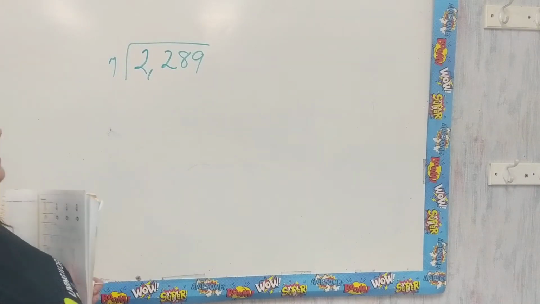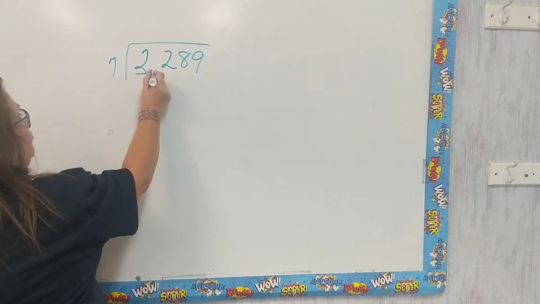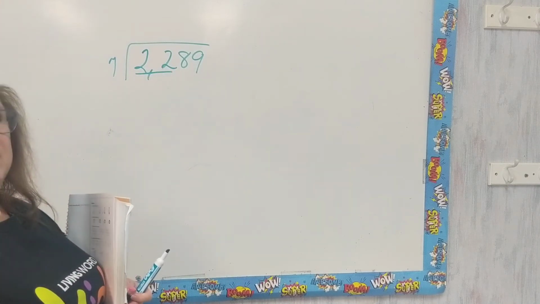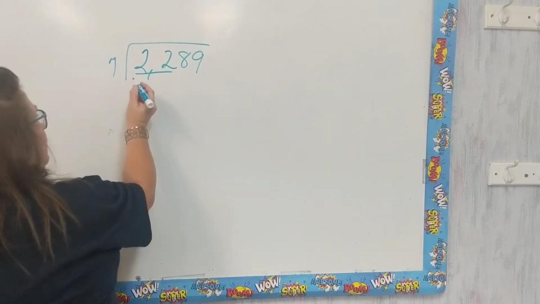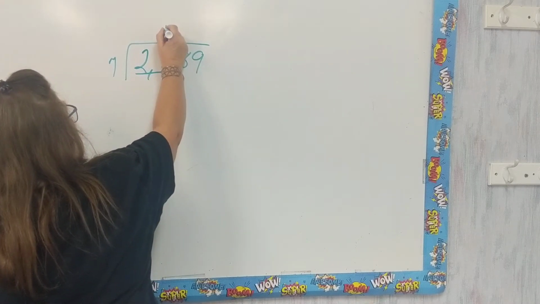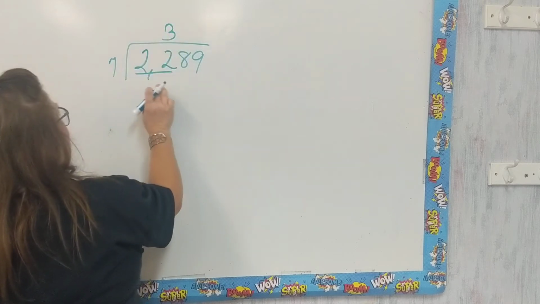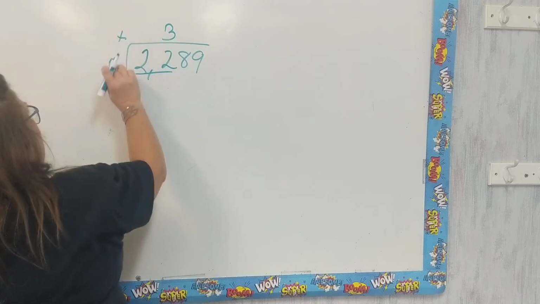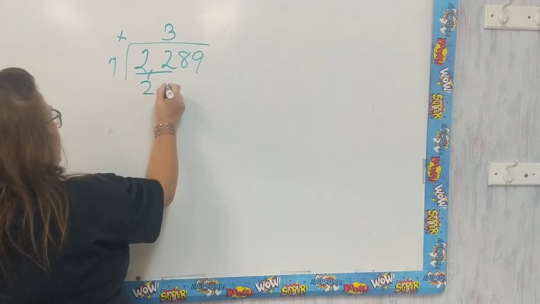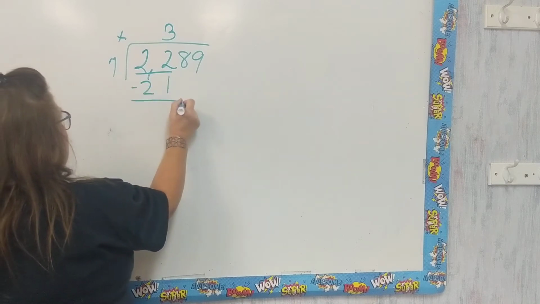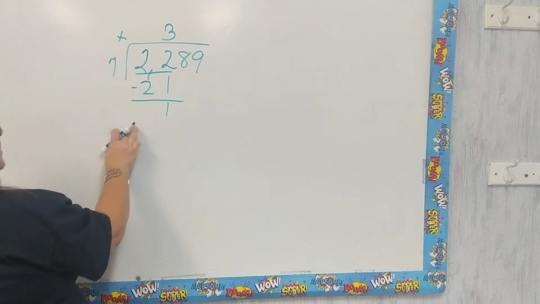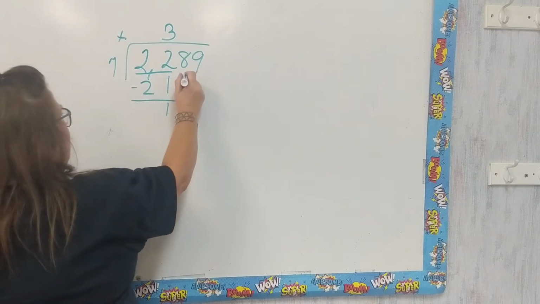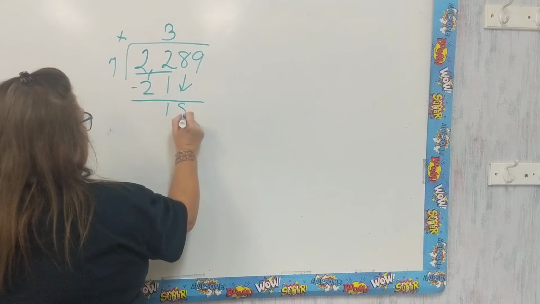Well, it can't. How many times can 7 go into 22? Well, we have 7, 14, 21. So it can go in there 3 times. So our 3 has to go above the second 2 because we divided into 22. Now we multiply. 7 times 3 is 21. We subtract. 2 minus 1 is 1. 2 minus 2 is 0. 1 is smaller than our divisor. So we bring down the next digit, which is an 8.